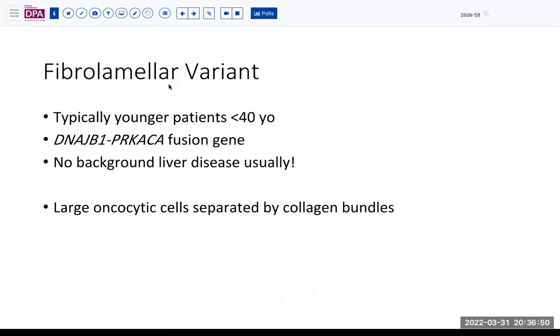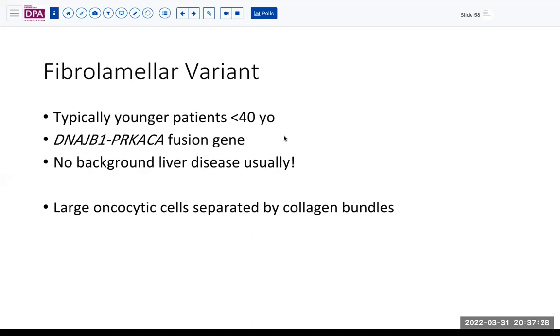Okay, so we'll talk for a few minutes about this particular hepatocellular carcinoma variant, the fibrolamellar variant. And this is important for these two reasons. One, these are usually younger patients. There's usually no background liver disease, and almost certainly they have this fusion gene. And we usually do it by testing for this marker, PRKACA, and that test then confirms the lesion.